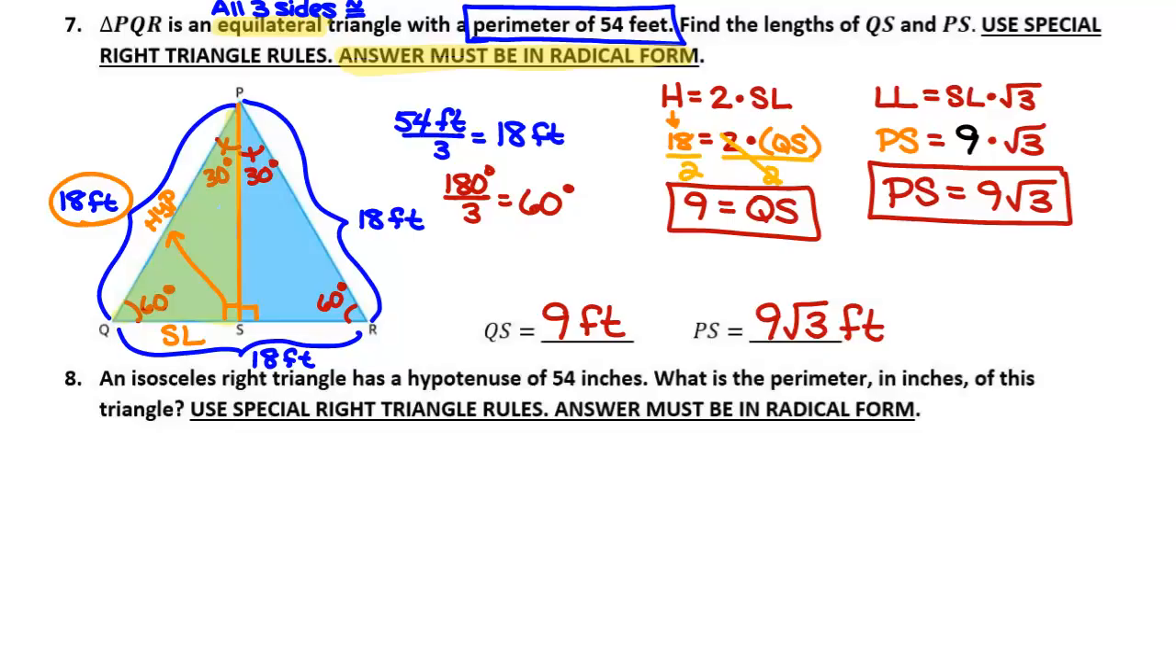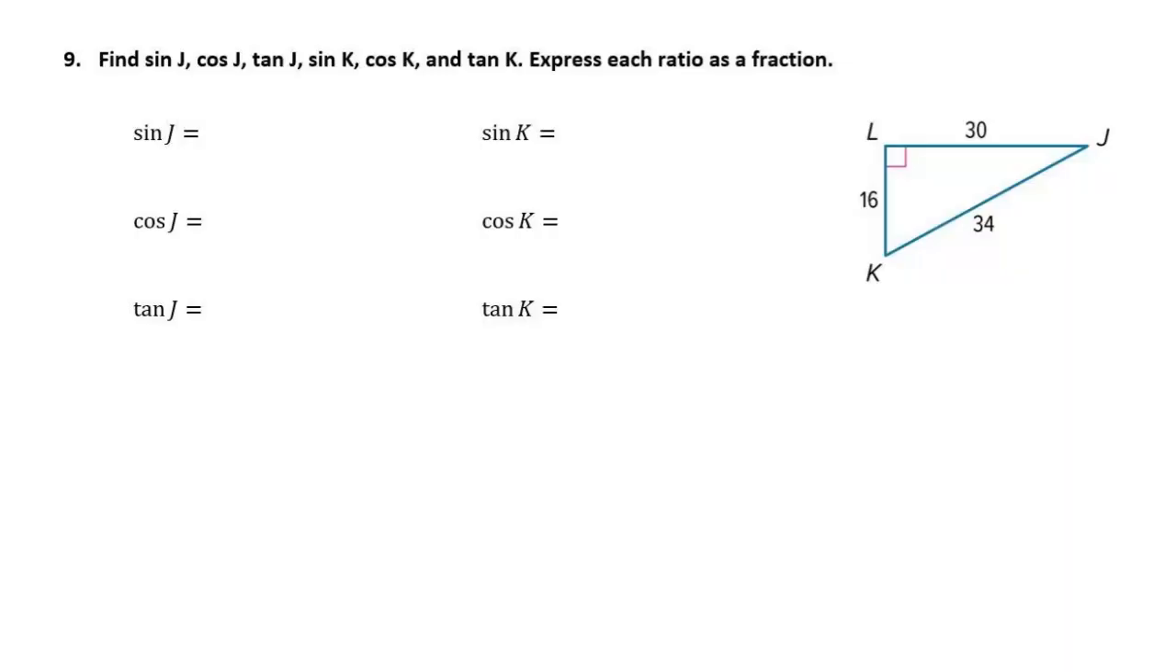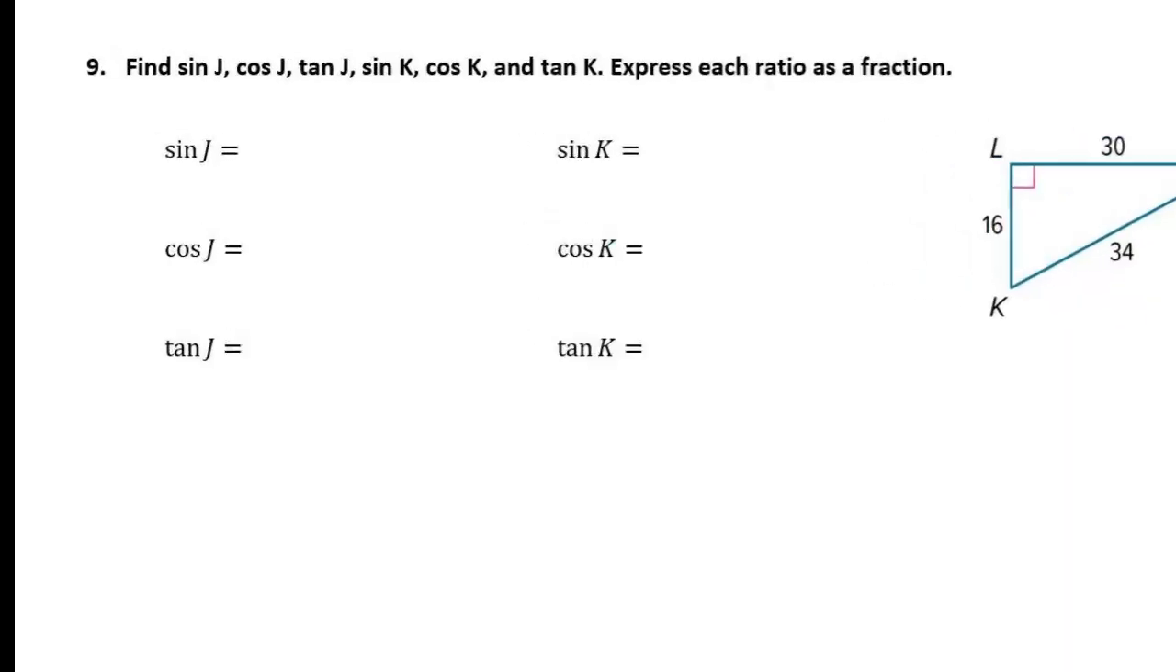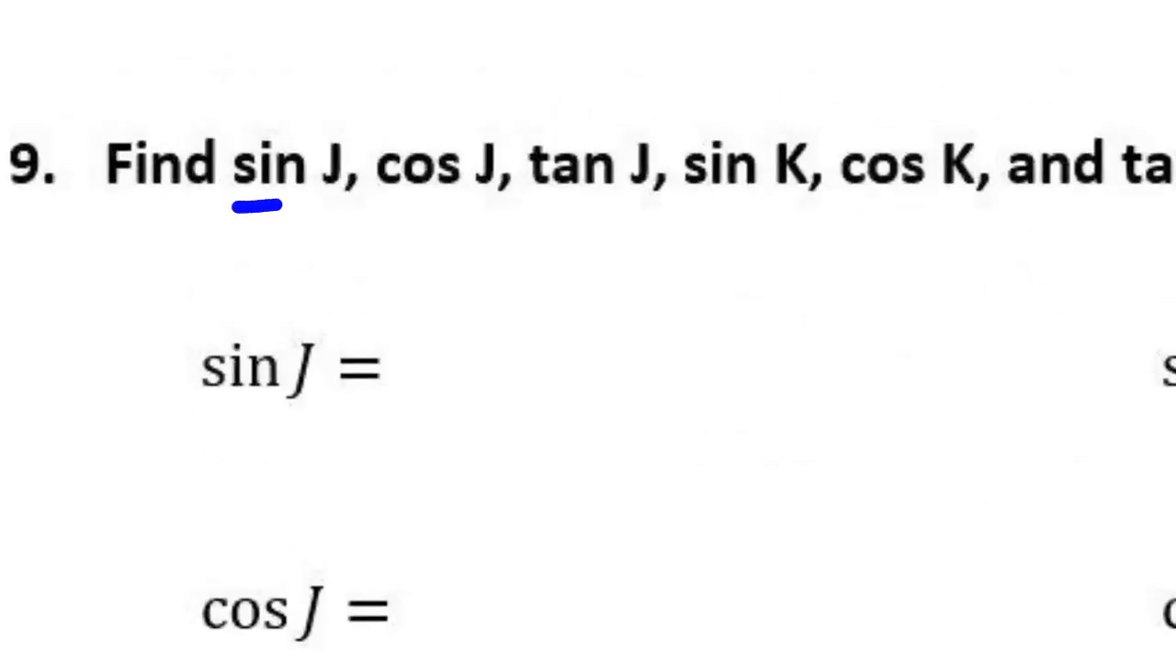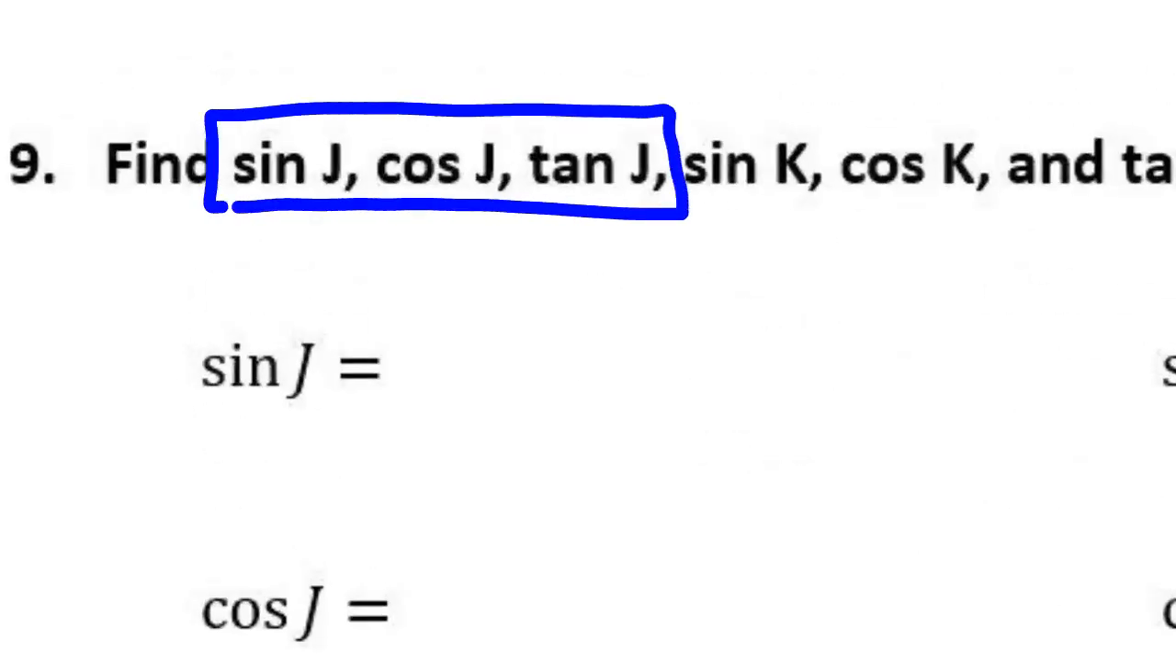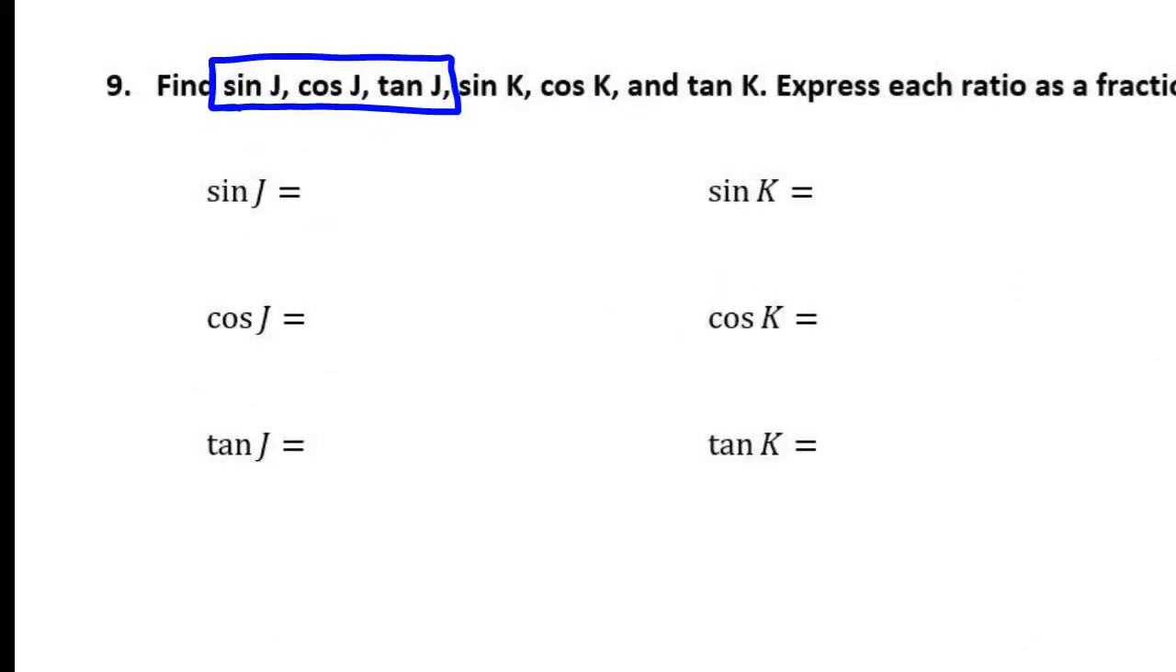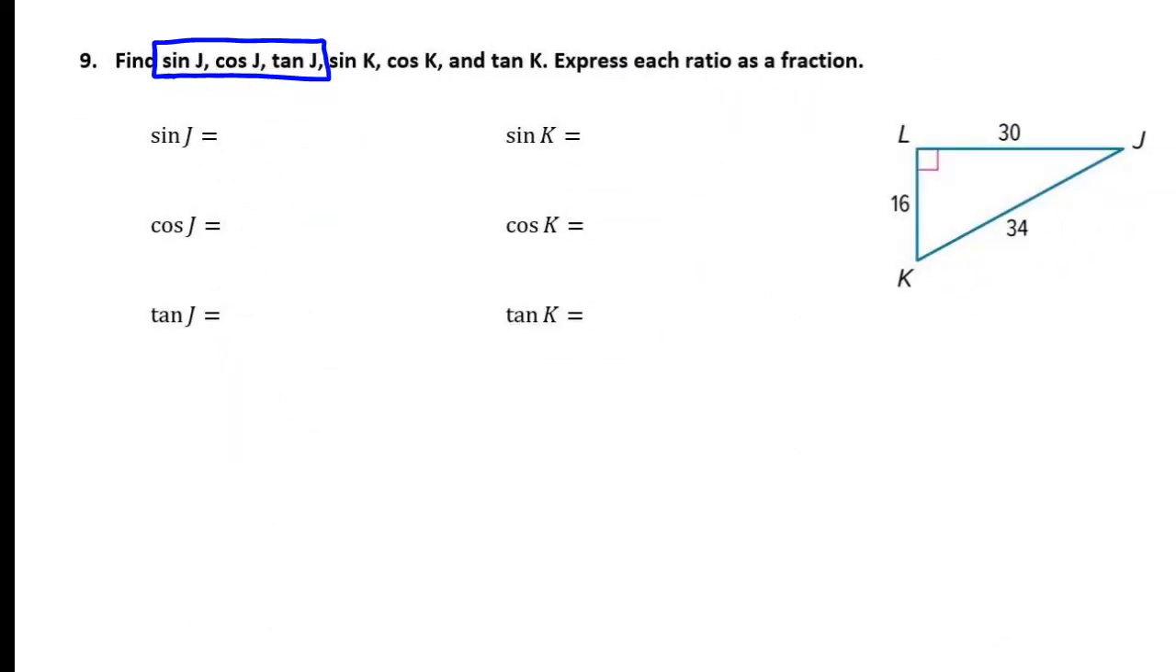Yes. Number 8? Number 9, absolutely. Let's go look at number 9. This is a really good one. So the first thing we're going to do is find the sine, cosine, and tangent for angle J. You guys had a problem that was almost identical to this on the skills check that you took on Friday.